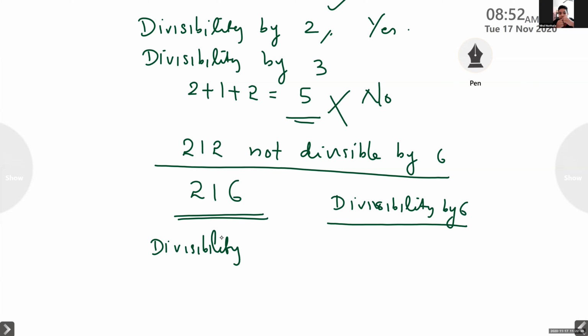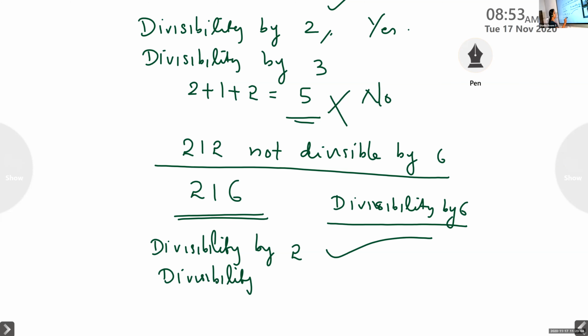Ma'am, do we have to write this? No need of writing. Divisibility by 2. Check. It is divisible. How did you understand? 6 is a multiple of 2, and the unit digit is a multiple of 2. So divisibility by 2 satisfies. Next one, divisibility by 3.